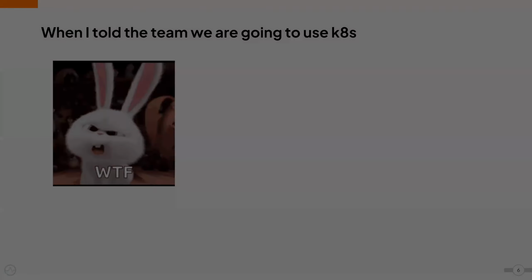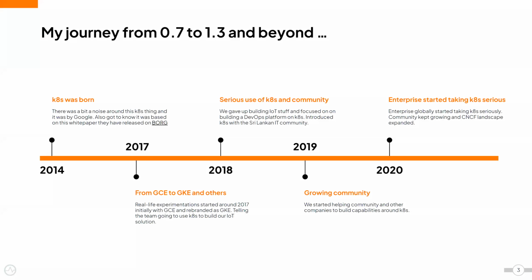Their reaction was, you just told us about Docker, and now we have to use Kubernetes? Why can't we just do it in the plain old VM we used to do it? Okay, so that was the first reply. Anyway, long story short, we hung along, and serious use of Kubernetes started around 2018.